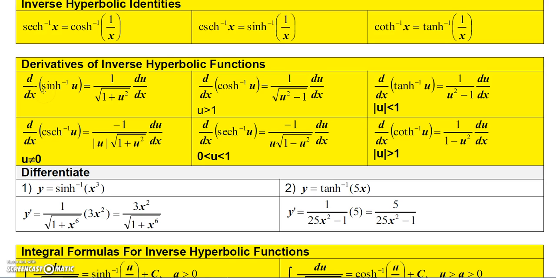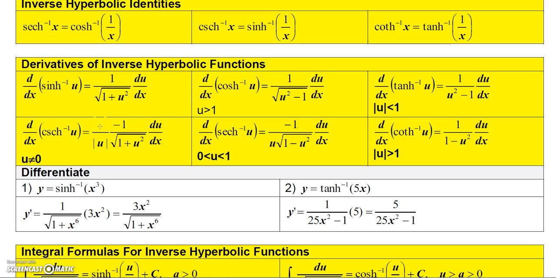So the derivative of the inverse hyperbolic sine function of u would be 1 over the square root of 1 plus u squared times du over dx. And then the derivative of the inverse hyperbolic cosine of u would be 1 over the square root of u squared minus 1 times u prime. And in this case, some of these have conditions, like here u has to be greater than 1. For this one, the derivative of the inverse hyperbolic tangent of u would be 1 over 1 minus u squared times u prime.